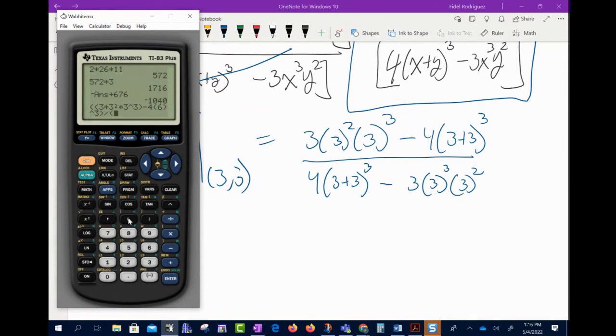Divided by, I'm going to do another set of parentheses. 4 times 3 plus 3, which is 6 to the third, minus, and then I'm probably going to do parentheses again, 3 times 3 to the third, times 3 squared. Let's see if that works. Hit enter. Anybody get a -1? Oh man, all that mess for a -1.